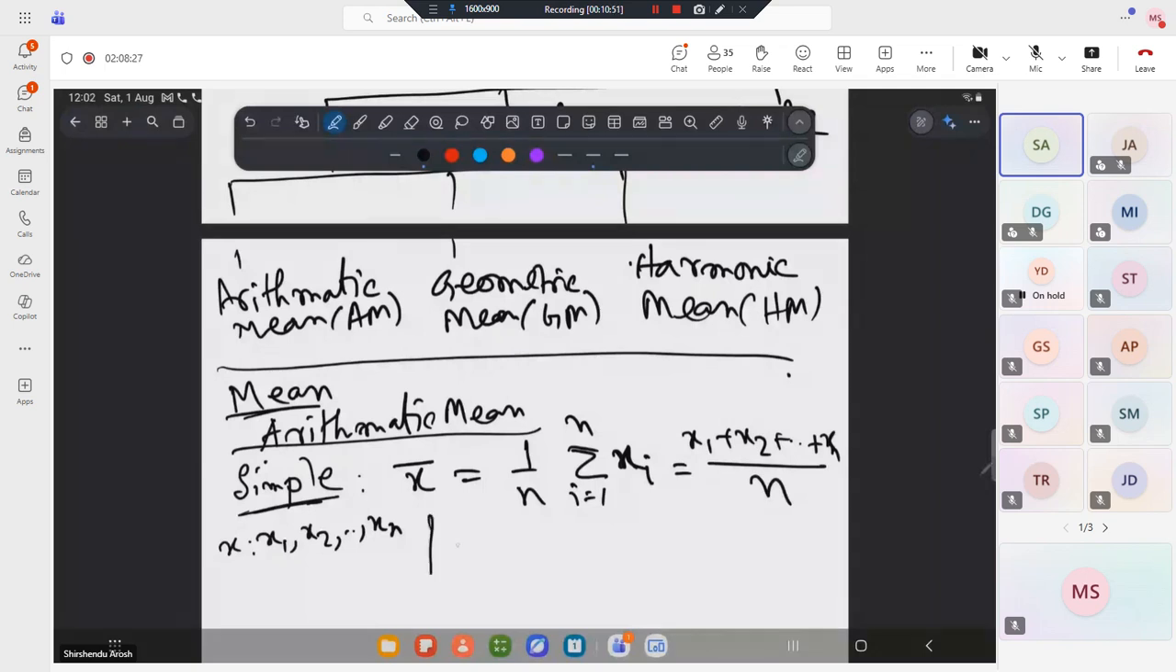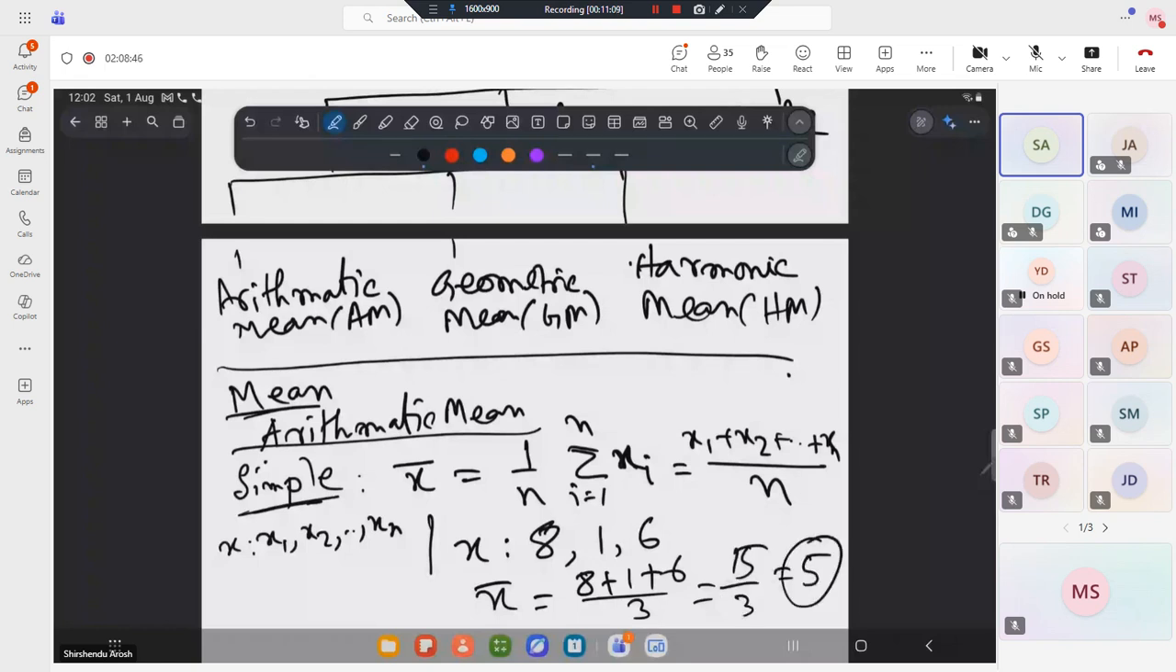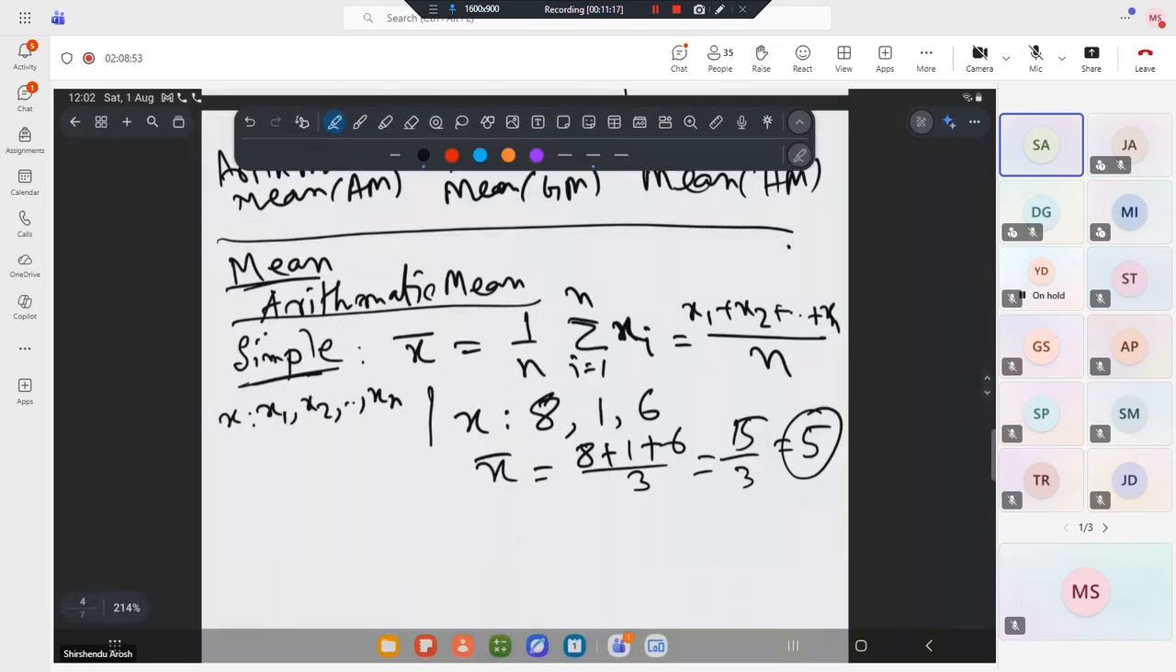If I take a simple example, say the values 8, 1, 6, my observation would be 8 plus 1 plus 6 by 3, that is 15 by 3, which is 5. Right? So for three numbers, it gives the summation of all the observations divided by their count. Now, this is the simple mean that I told about. Now, what about the weighted mean?